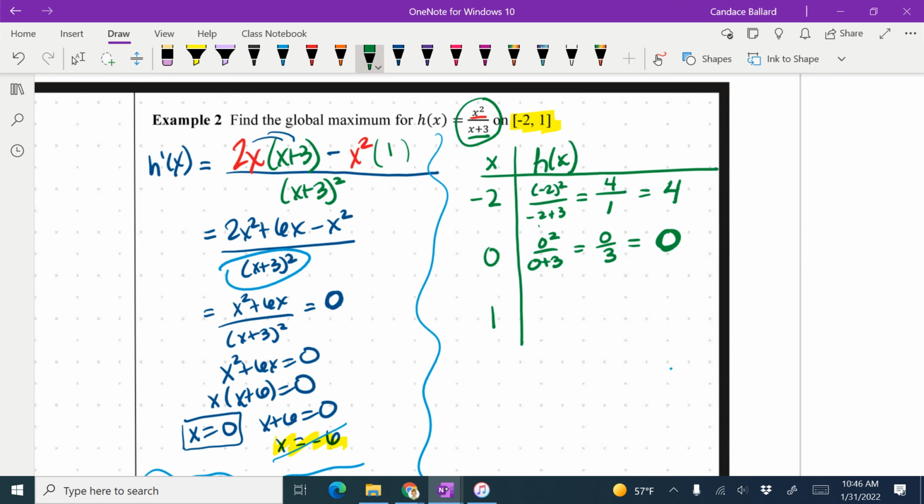Okay. And then I'm going to plug in my 1. So 1 squared over 1 plus 3. What's 1 squared? 1 over 4 would just be 1/4. Again, not hard, tedious. Okay. Yeah, our derivative was kind of a pain because it was quotient rule. Our table was a pain because we had fractions, but it is what it is. It's not hard.